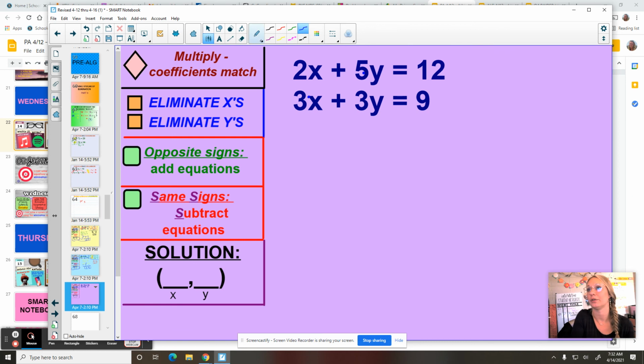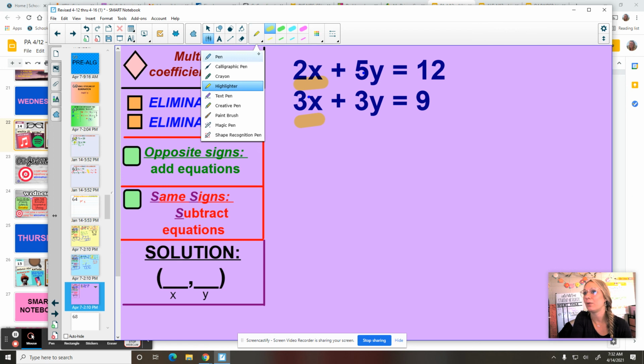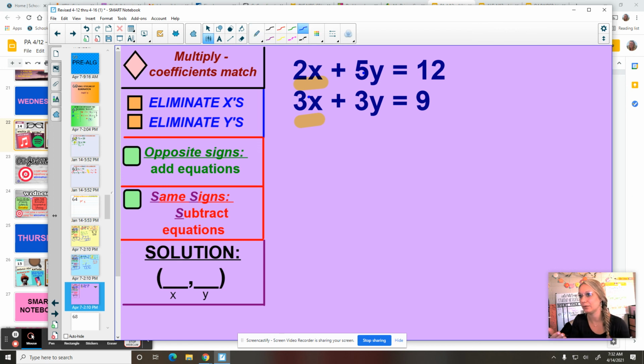Okay, well, I'm going to pick for you. We're going to use our x's here. What's a number that both 2 and 3 can go into? It's going to be 6. So to get a 2 to a 6, we're going to multiply every piece of this equation by 3. So watch how I do that.